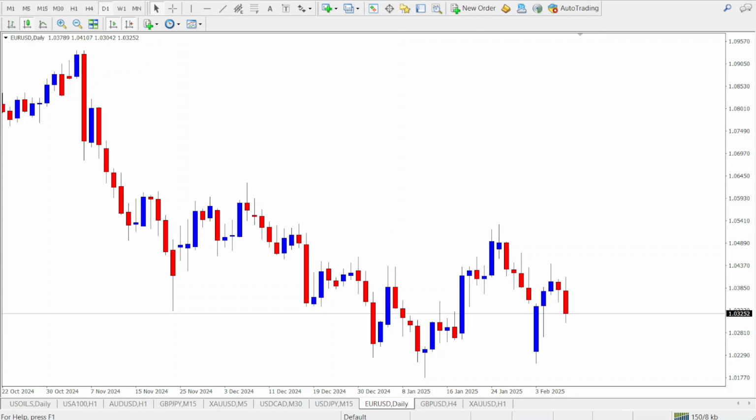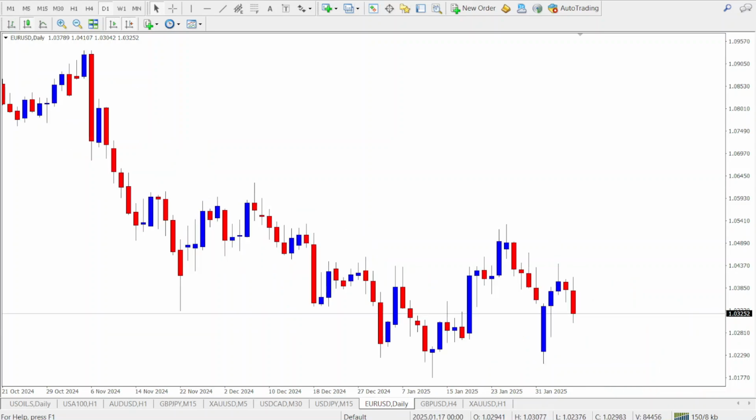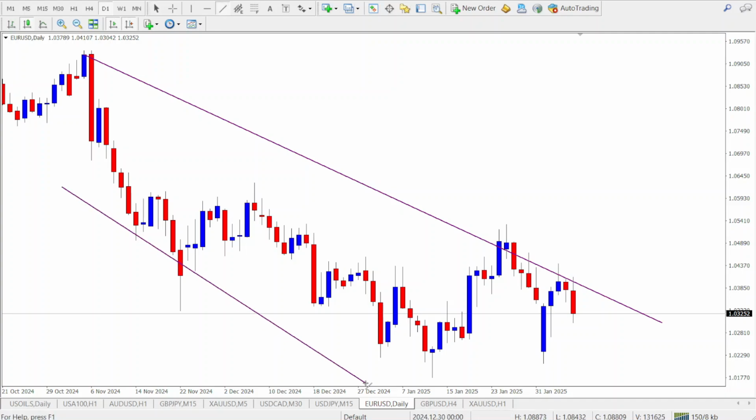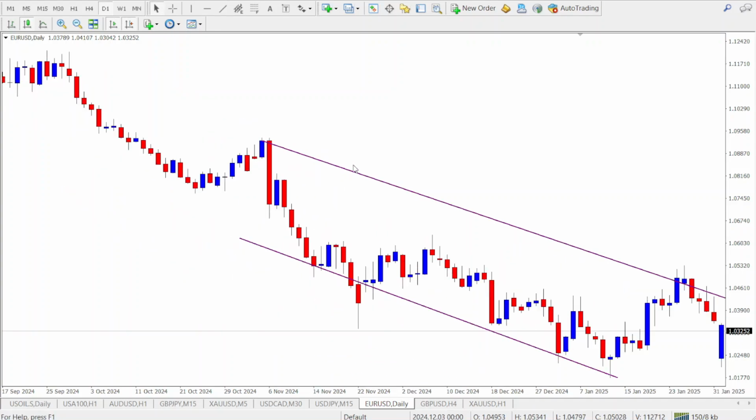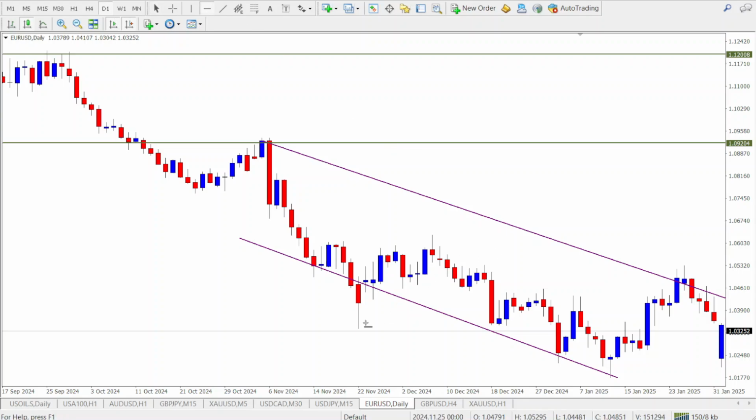Now let's just get started real quick. Price action is simply the movement of price plotted over time. Instead of relying on indicators, price action traders analyze candlesticks, trends, and key levels to make informed decisions. So think of it as reading the market's language.